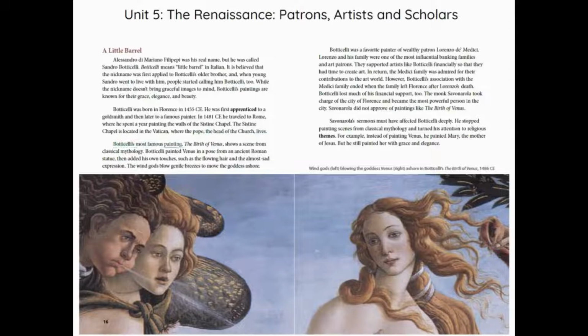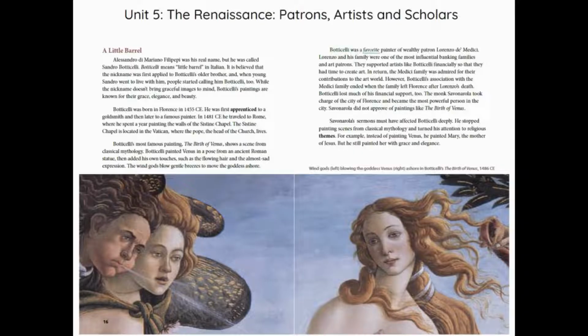Botticelli's most famous painting, The Birth of Venus, shows a scene from classical mythology. Botticelli painted Venus in a pose from an ancient Roman statue, then added his own touches, such as the flowing hair and the almost sad expression. The wind gods blow gentle breezes to move the goddess ashore.